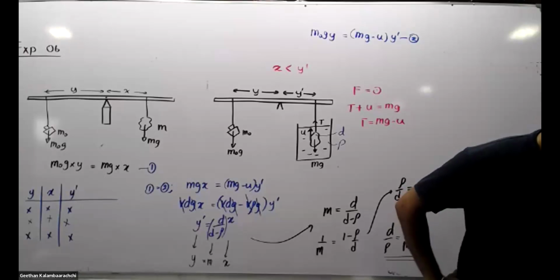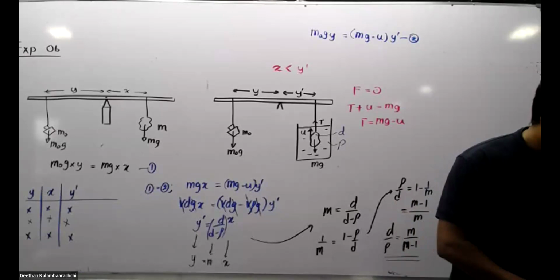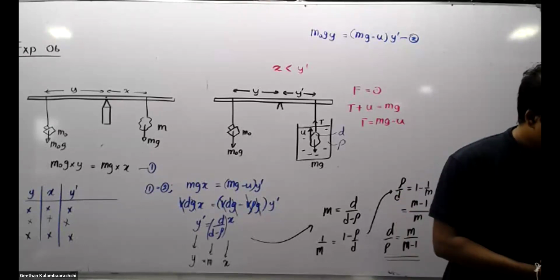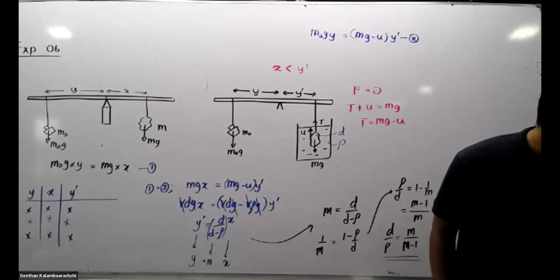Okay, now we go for experiment number 7. Experiment number 7, determination of the relative density of a liquid using a U-tube.